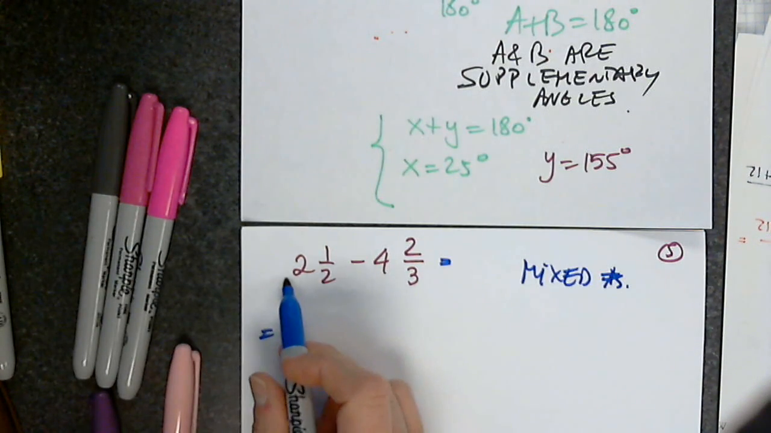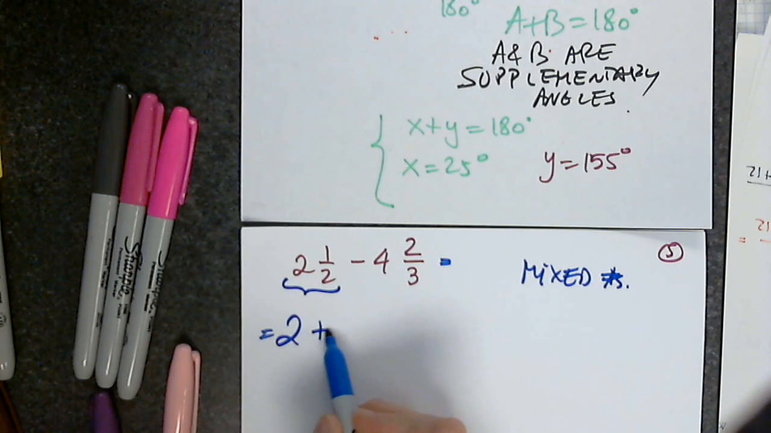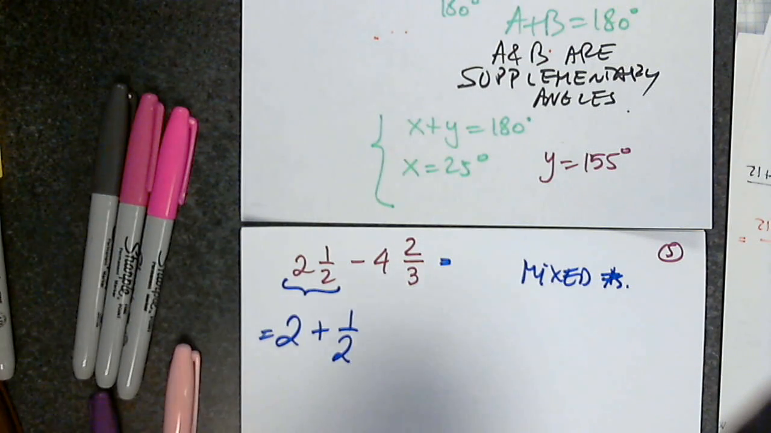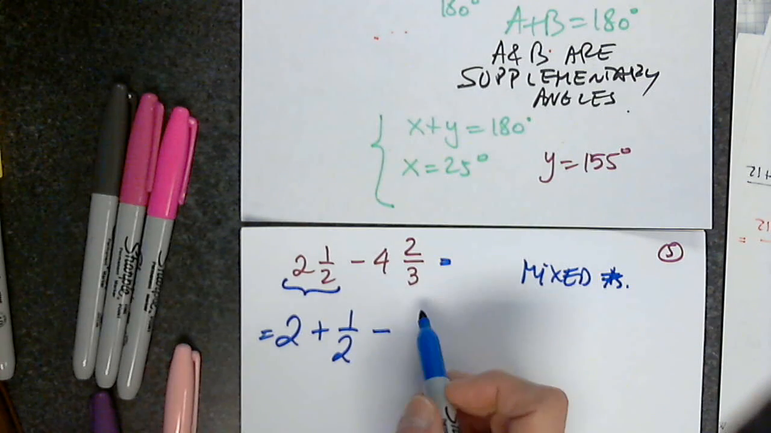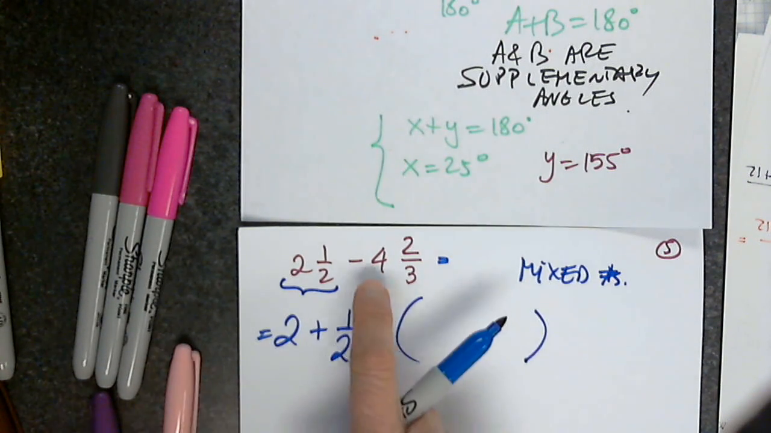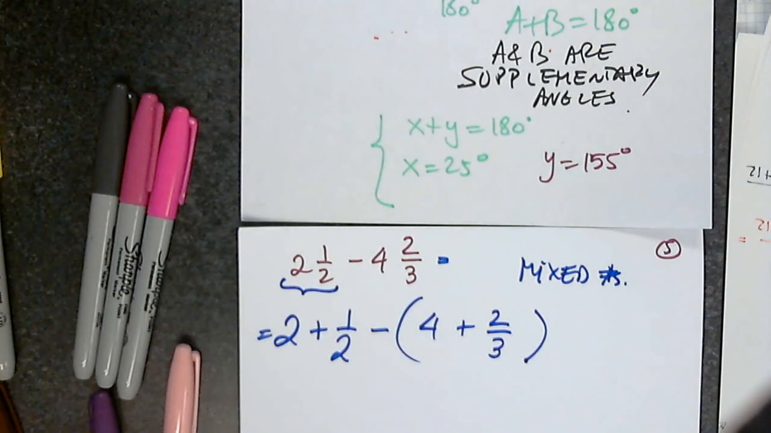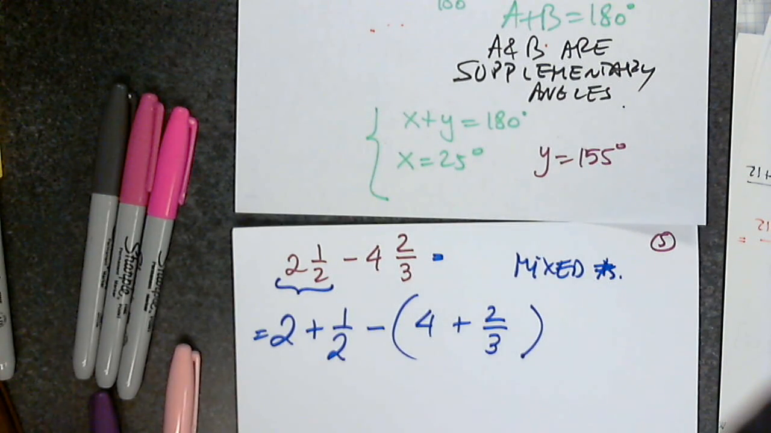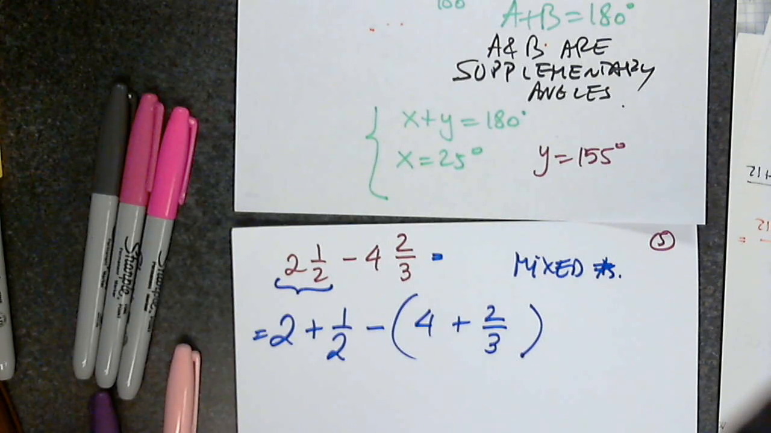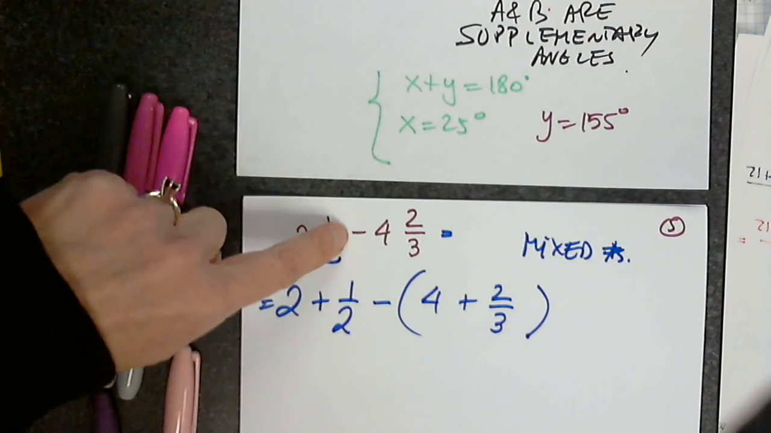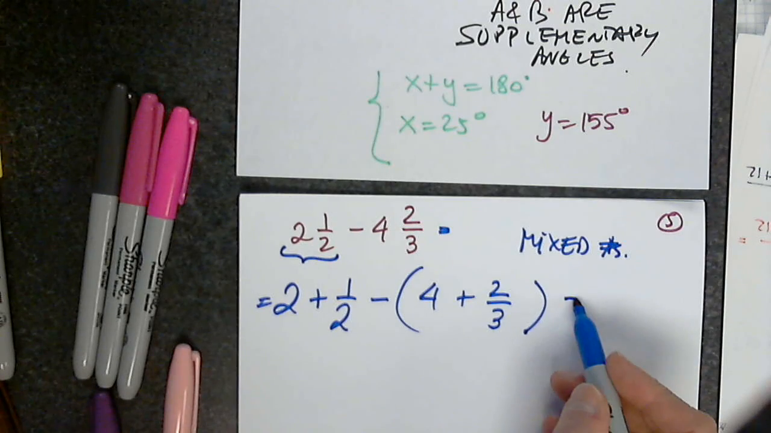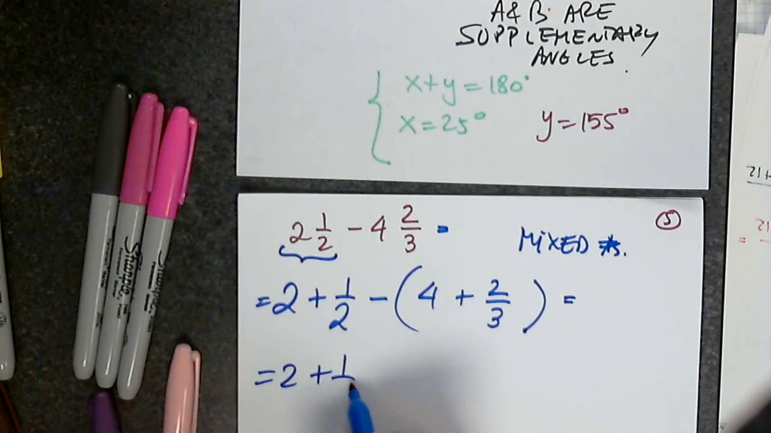So what does this really mean? It means 2 plus 1/2 minus parentheses. What does this really mean? Basically 4 plus 2/3. Why parentheses? Because if I don't put parentheses, I will only subtract 4 instead of subtracting both pieces. I must subtract both pieces because of the negative in front. So now I distribute. So it's 2 plus 1/2 minus 4 minus 2/3.